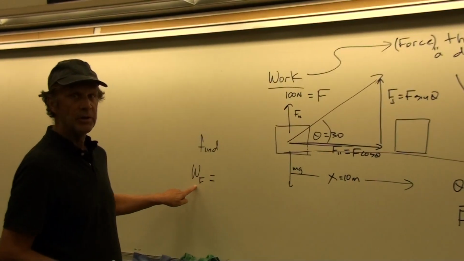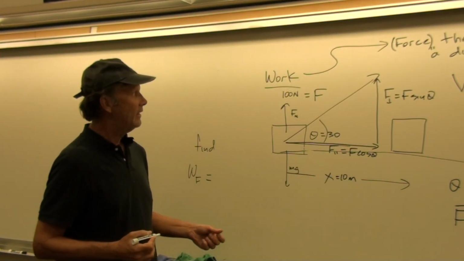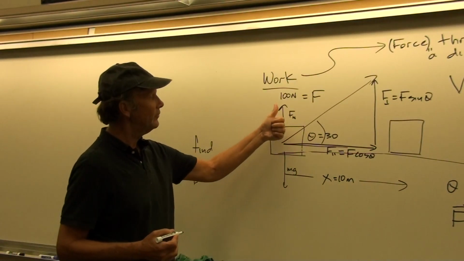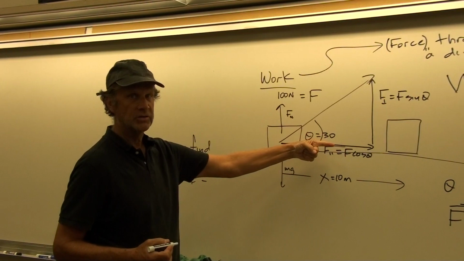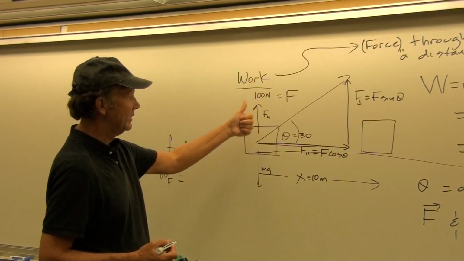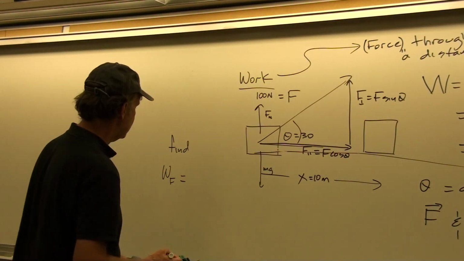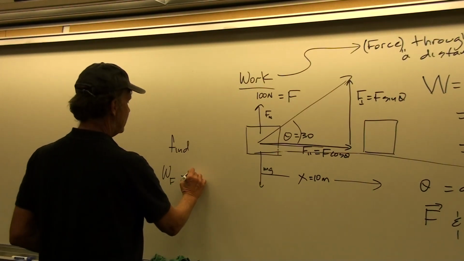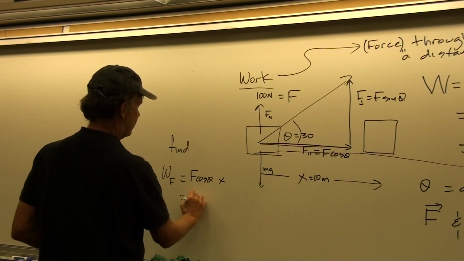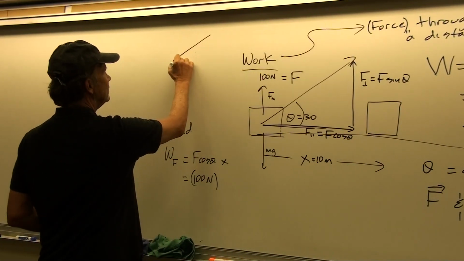There can be work done by different forces. There could also be work done by friction. Would there be work done by the normal force? Well, no, because the normal force is perpendicular to the direction of motion, so it would do no work because it has a 90-degree orientation with respect to the displacement. But the work done by F would be F cosine theta times x, or 100 newtons times the cosine of 30 degrees.